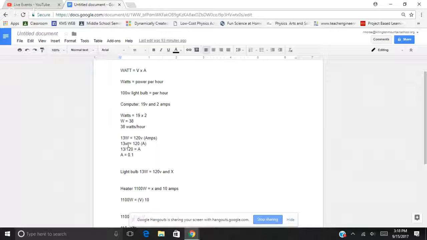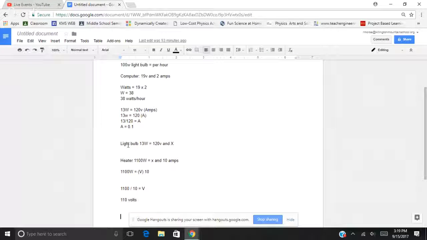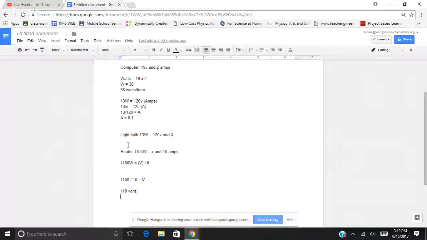I also have an electric heater. It's 1100 watts, and then it has 10 amps. I don't know the volts. So it's 1100 watts equals the volts times the 10 amps. So again, because it's volts times 10, we have to go backwards and divide. Divide by 10 cancels out. And then 1100 divided by 10, you get rid of a 0, and it's 110 volts. So my heater uses 1100 watts, 110 volts, and 10 amps.